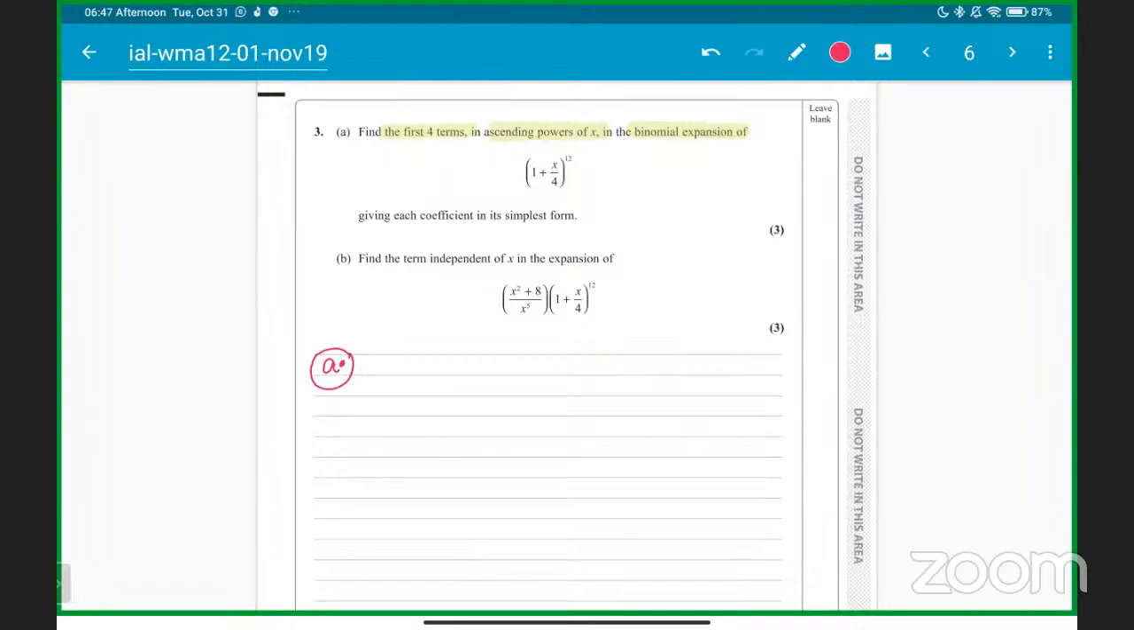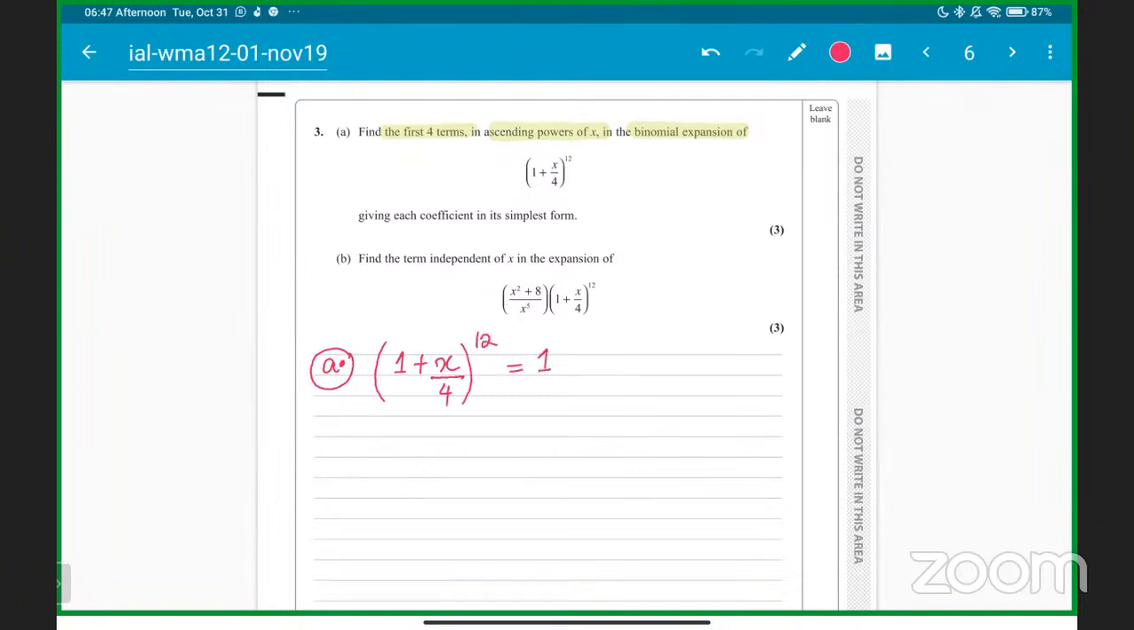With me, guys there? Can you hear me? Yes. Okay. So how do we start solving this one? We need to understand that we will have to expand (1 + x/4) to the power of 12. We just have to find the first four terms.